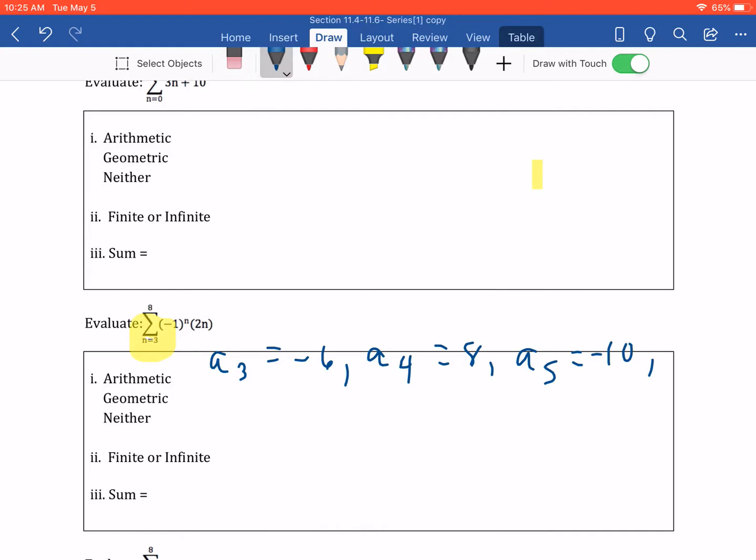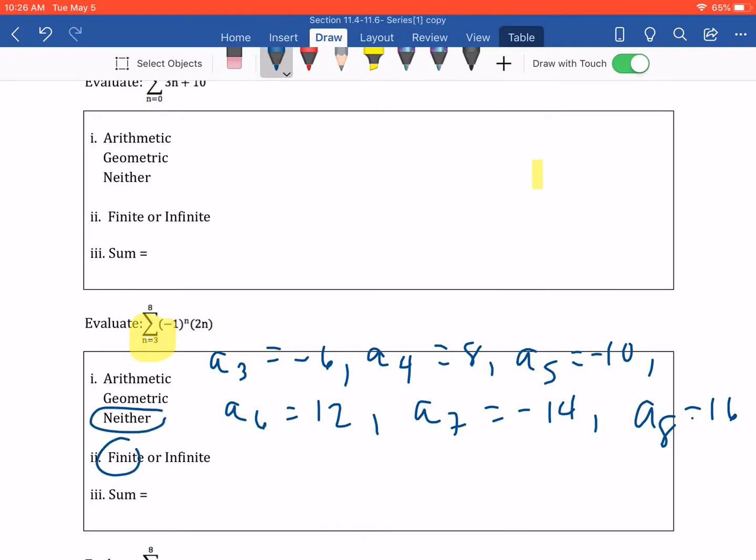A sub 5, plug in a 5 for n, I end up with a negative 10. Let's plug in a sub 6. I have a positive 12. A sub 7, I end up with a negative 14. And a sub 8, when I plug in 8, I end up with a 16. Looking at those values, there is no ratio. There is no arithmetic reasoning for those numbers. So this would be a neither problem.